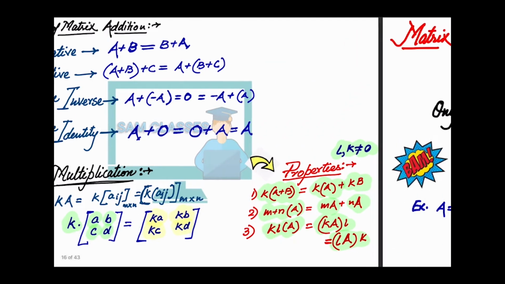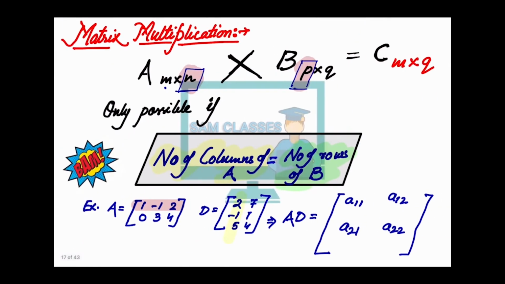Now, coming to matrix multiplication, a very important thing, but very simple. Try to understand, it's very simple, students. Now we have a matrix A of order M cross N, and we have another matrix B of order P cross Q. So the first and foremost thing we need to know: when is it possible? Can we multiply any two matrices as they are?